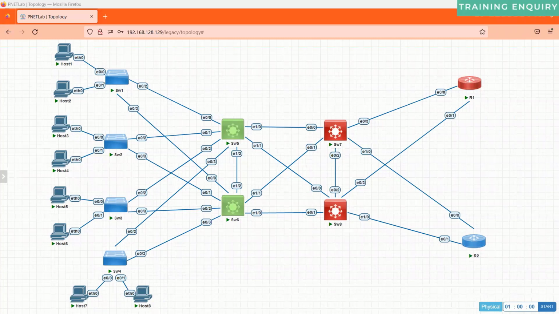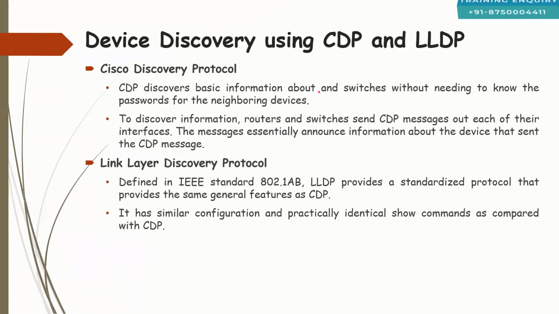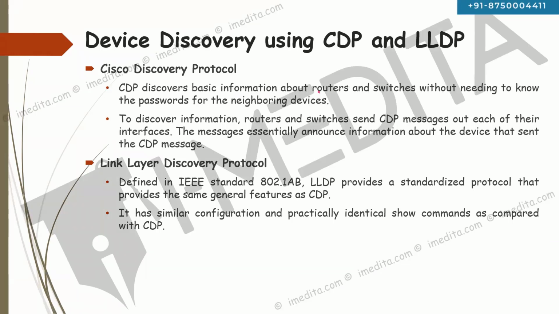CDP is going to discover the basic information about routers and switches without needing to know the passwords for those devices. With the help of the Cisco Discovery Protocol, we can discover information about the neighboring routers and switches without needing their passwords. To discover that information, routers and switches send CDP messages out of all the interfaces where CDP is enabled.